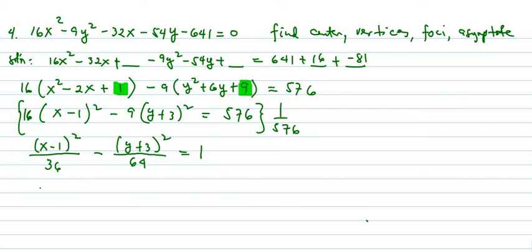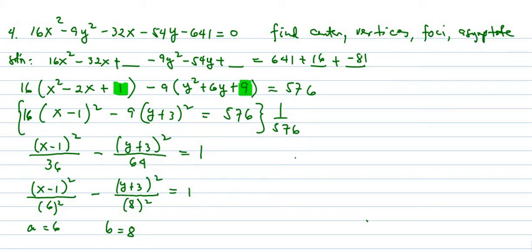So this one is (x minus 1) squared over 36, that is 6 times 6, so 6 squared, minus (y plus 3) squared divided by 64, 8 times 8 is 64, so 8 squared, equals 1. So that our a is equivalent to 6 and then b is equivalent to 8.